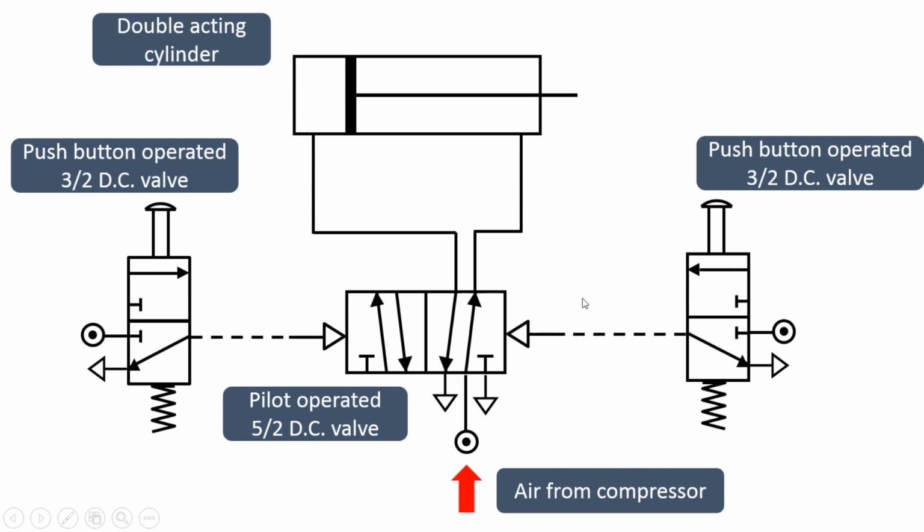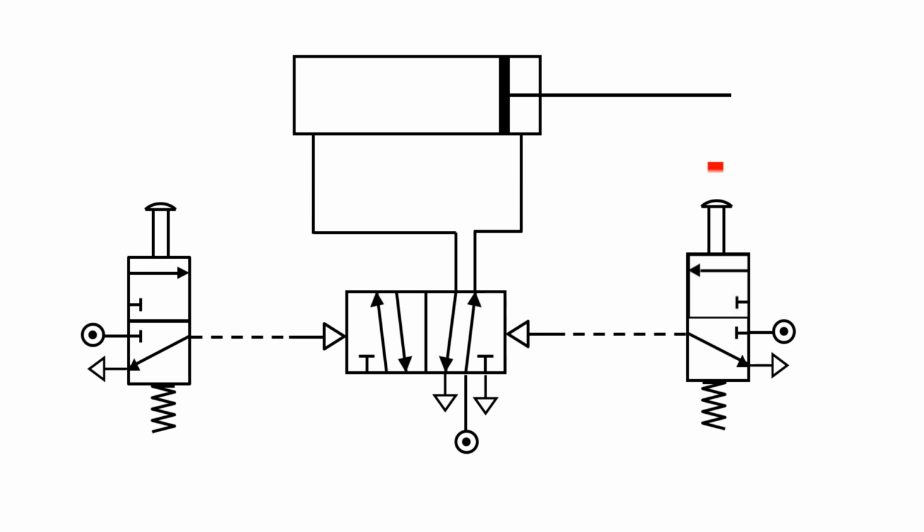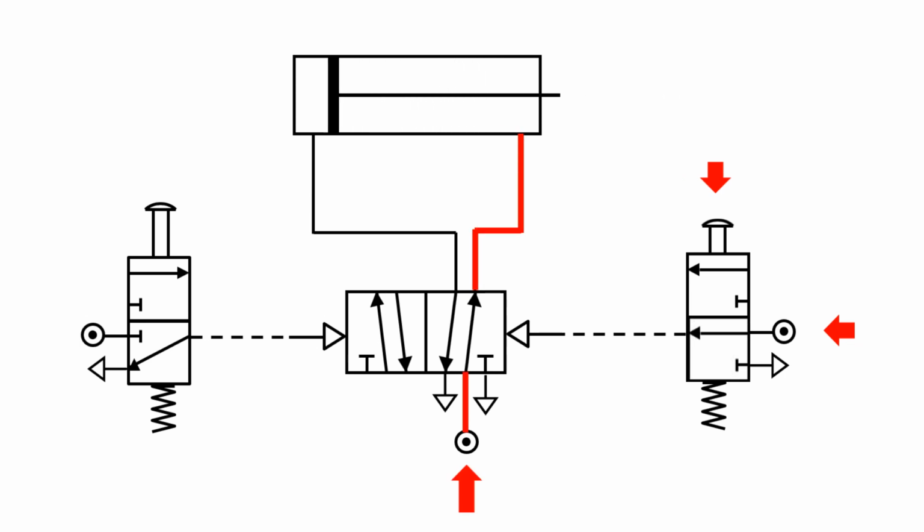So let us see with the help of animation how this circuit works. As you can see over here, this push button is operated. When we operate this push button, we get this position over here, and the air from the main source momentarily enters through the pilot line, and from the main source it comes on the rod end of the cylinder, and then the air will be exhausted. The blue lines indicate the exhaust of the air, whereas the red line indicates that the air is admitted on the rod end of the cylinder, so that we get the return stroke over here.